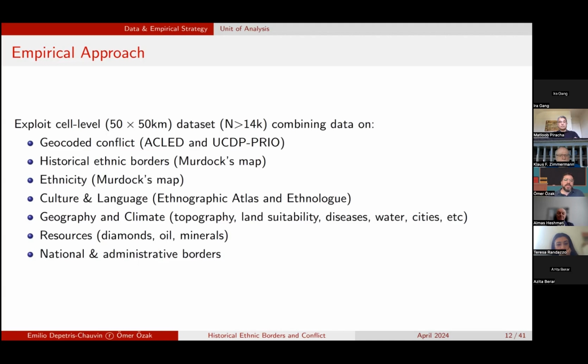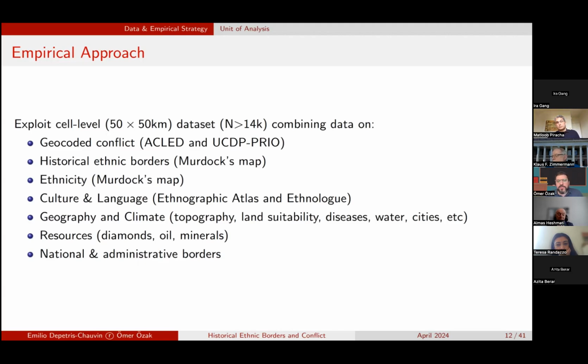We're going to use the historical ethnic borders, mostly from the Murdock map, although we do have other ethnic borders that we use to check for robustness. We use the identity of ethnicities from the Murdock map, which we can then link to cultural and language data from the Ethnographic Atlas and Ethnologue. We're also going to use these to assign certain characteristics to the cell.